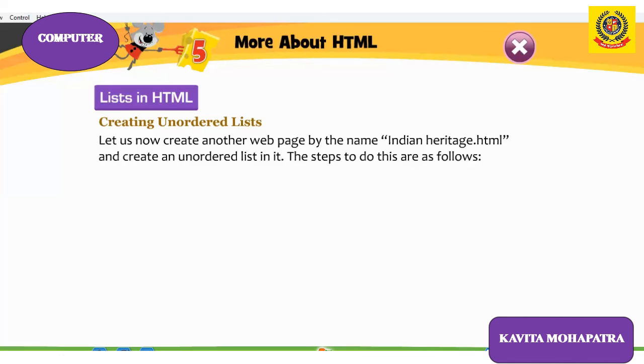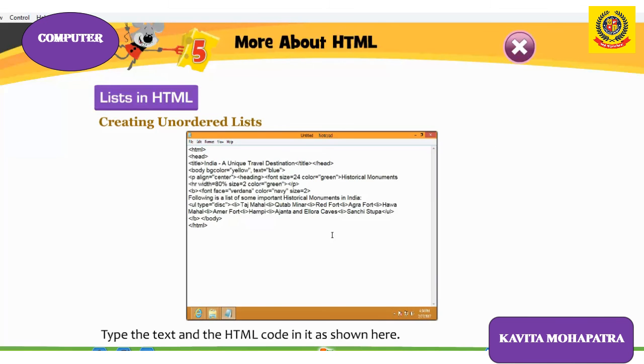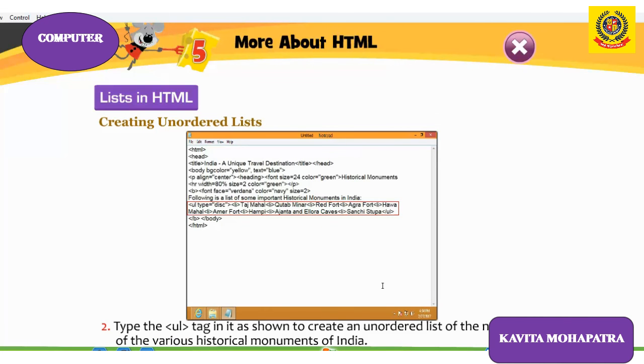So let us now create another web page named indianheritage.html and create an unordered list. So the steps are: open a new blank file in Notepad. Type the text and the HTML code in it as shown here. It is given in your book. Save the file as indianheritage.html. So here you have to specify UL type equal to disc, LI list.